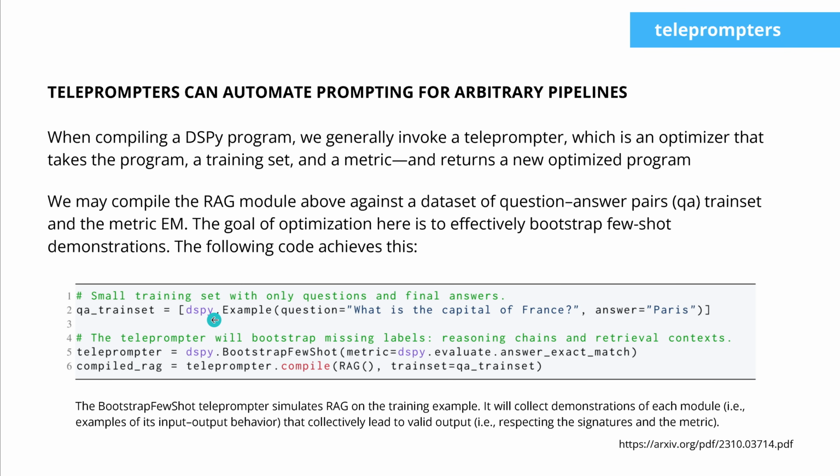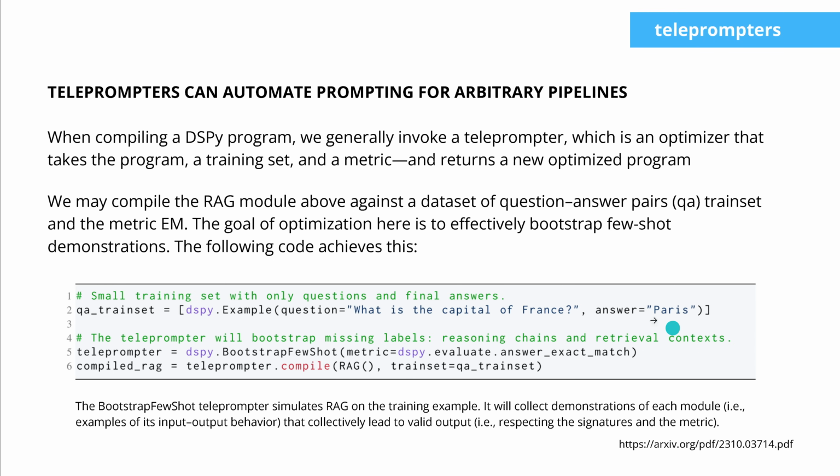We have here our DSPy example. So a question and an answer. What is the capital of France? And the answer is Paris. And you say a one-shot example, that is amazing. I know, thank you. And then our teleprompter will bootstrap here the missing labels, the reasoning chain, our chain of thoughts, and the retrieval context. And I show you later on an example.